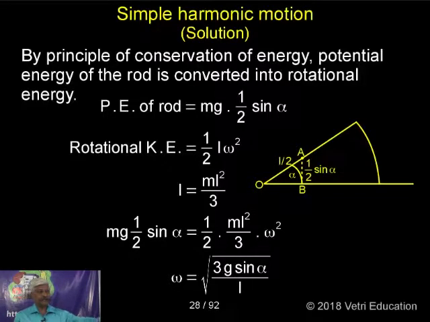Here AB is a height. Height is equal to (L/2) sin alpha. Therefore, the potential energy of the rod is mgh, where h becomes (L/2) sin alpha.